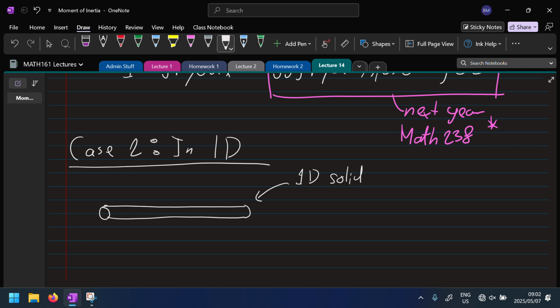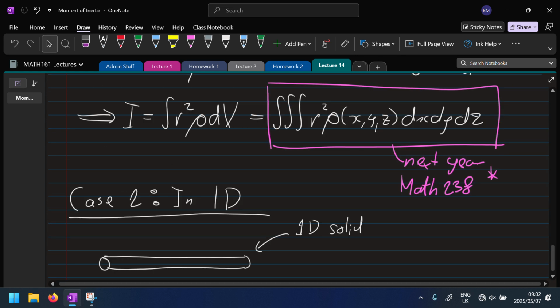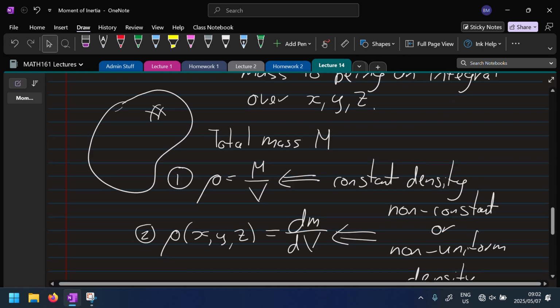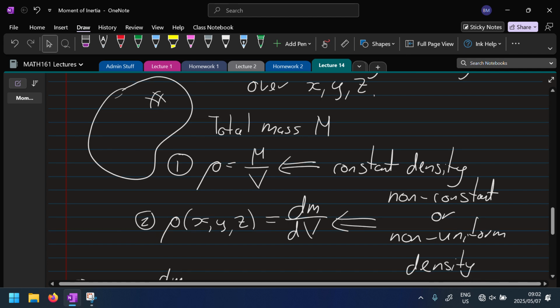And again, we're going to go through the same process. We're going to look at this in terms of the mass density and then figure out what that moment of inertia formula is going to look like. So exactly the same as what we did for the 3D case.